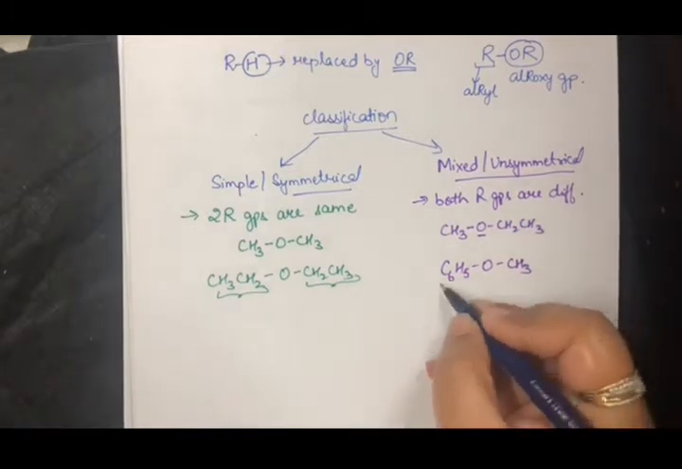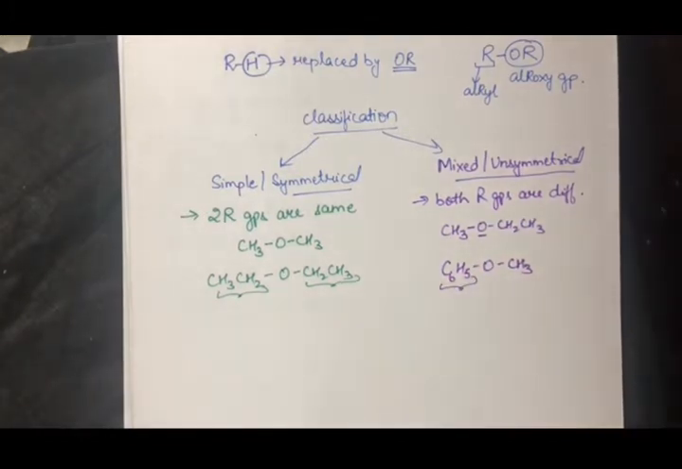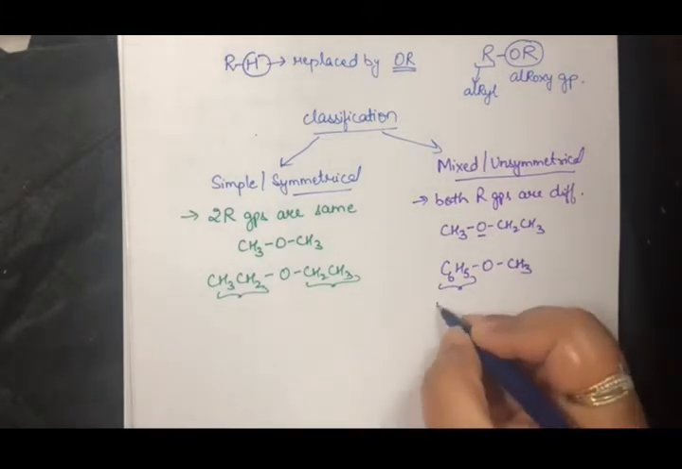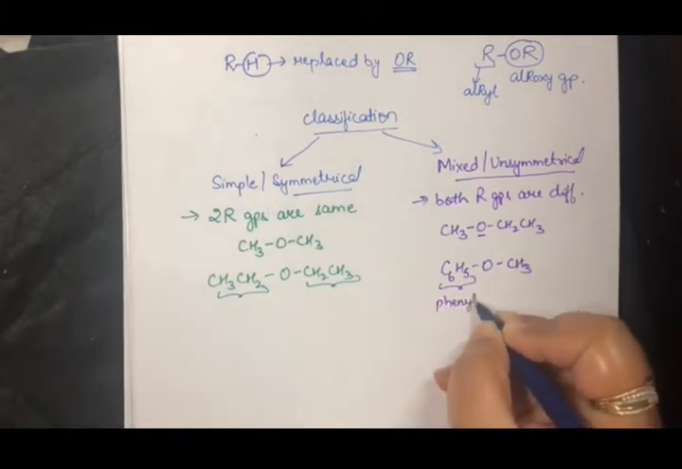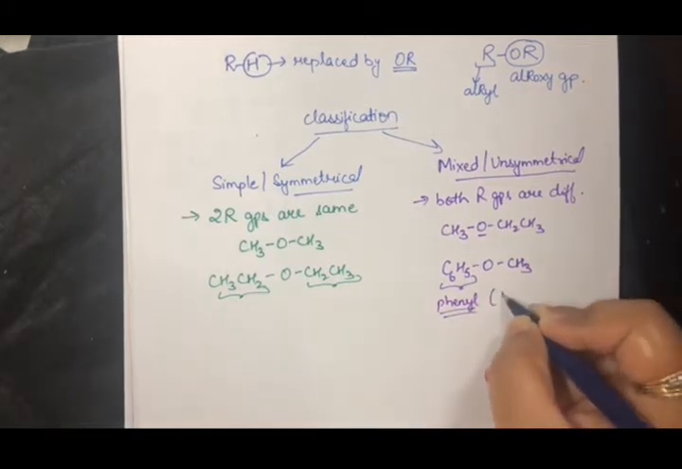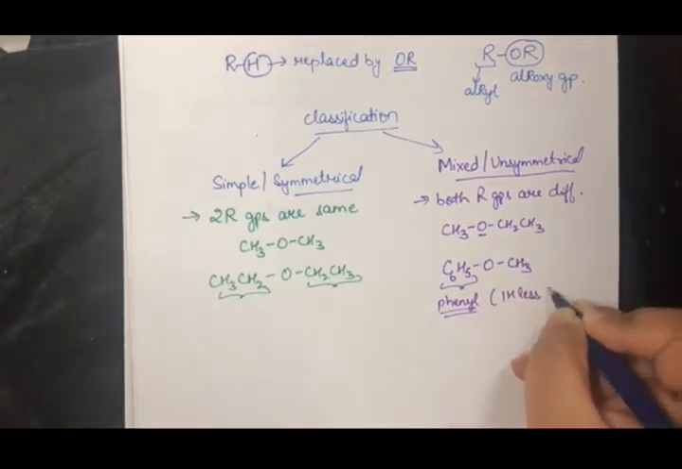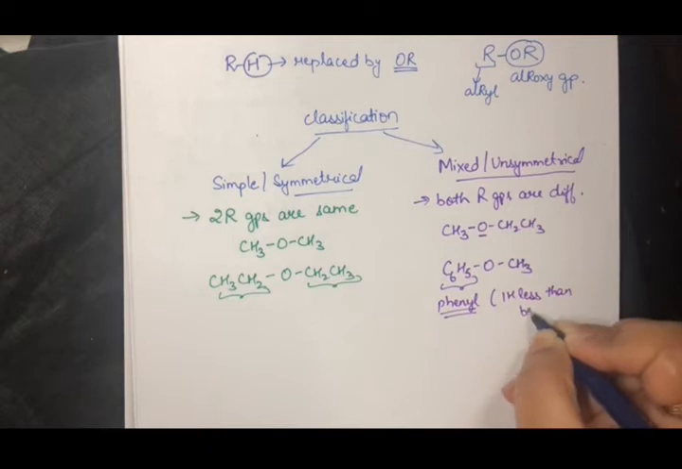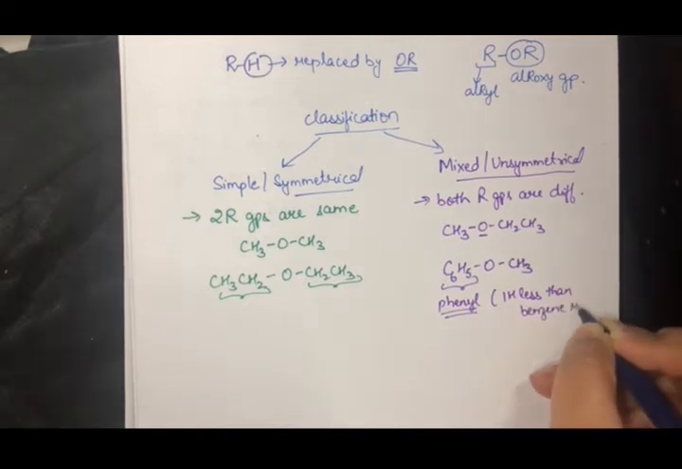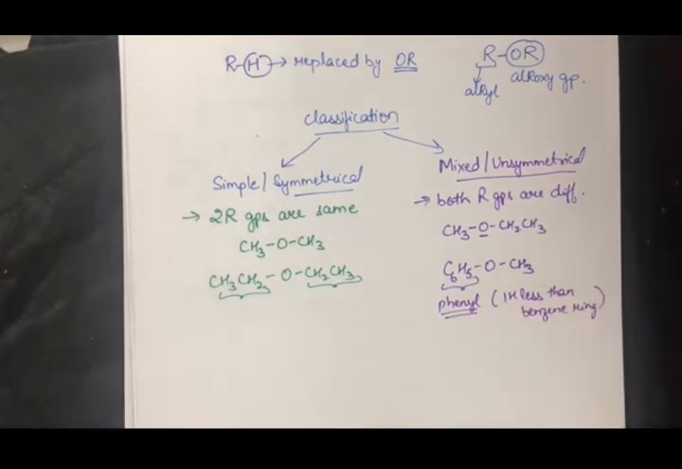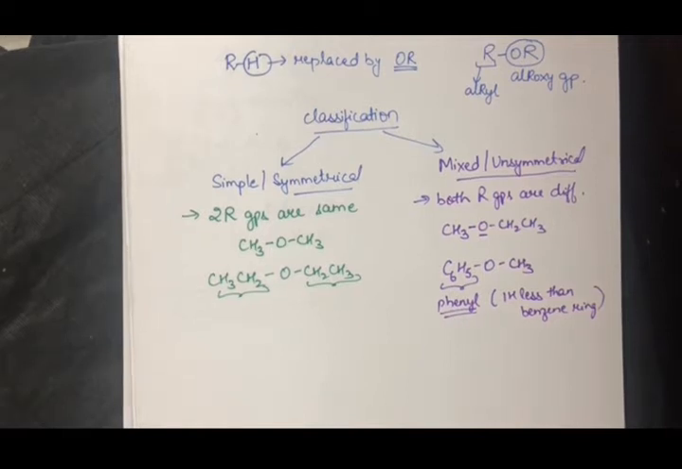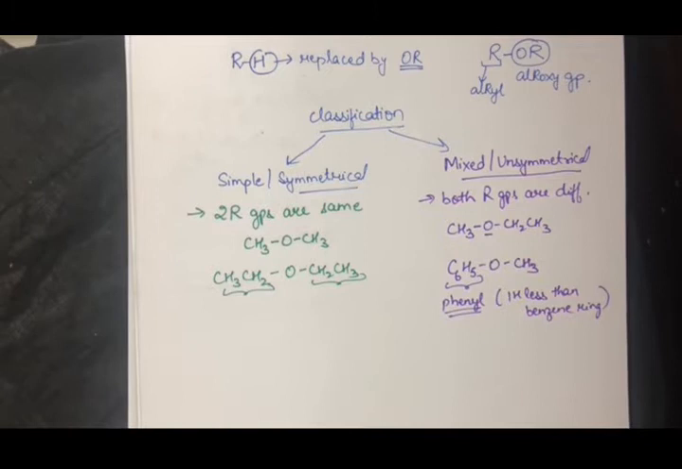Now what is this group? In the previous videos also I have discussed that the C6H5 group is called the phenyl group. What is a phenyl group? It is one hydrogen less than the benzene ring. Right? So what are simple ethers? Where both the alkyl groups are the same. What are unsymmetrical ethers? Where both the alkyl groups are different.